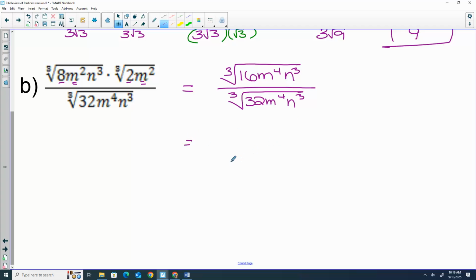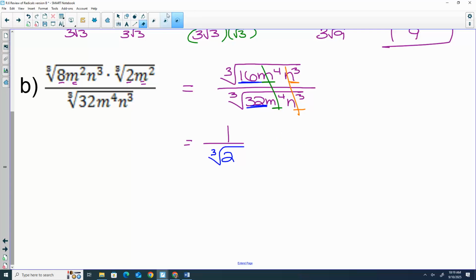Okay. So when I do that, my coefficients, 16 and 32, if I divide those, it would leave me with 1/2. It's under a radical still, so I'm going to say the cube root. I have a 2 on the bottom. Okay, the top is just a 1, so I'll leave that off for a second. What happens with my m's? Those cancel. What happens with my n's? Okay, so all we really have is 1 over the cube root of 2.